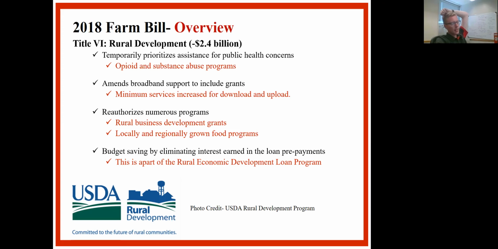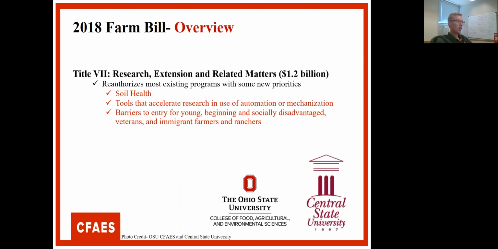But then again, like I said, the budgeted savings came from that earned interest credit for prepayment. So they weren't having to pay interest on loans they took out, and this was part of the Rural Economic Development Loan Program. So that's where they came up with money to fund all the other titles.